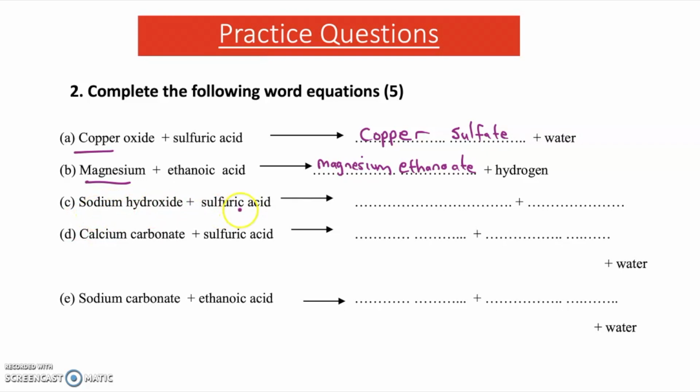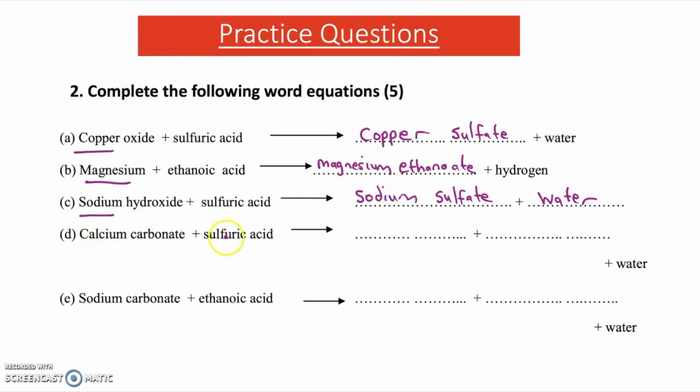And in C, we have sodium hydroxide and sulfuric acid. So when we have an acid and an alkali, we get a salt and water, and because it's sulfuric acid, the salt will end in sulfate, and because it's sodium hydroxide, it's sodium sulfate.